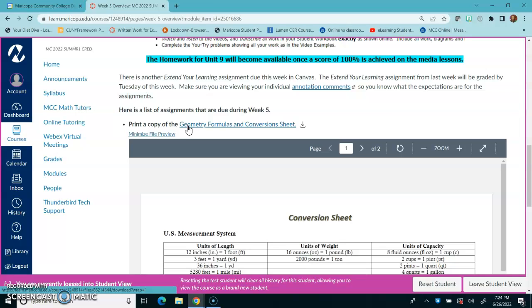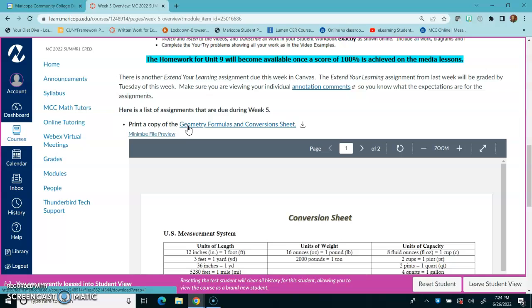Plus, you can make little notes on it if necessary. And yes, I did say that correctly. This conversion sheet and the formula sheet, they can be used on your homework for units 9 and 10. They can be used on the quizzes for units 9 and 10. And these sheets can be used on exam 2.